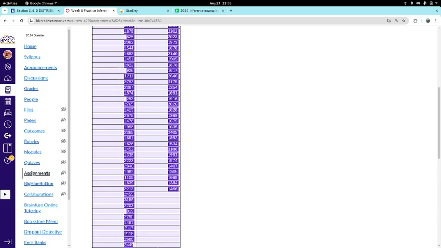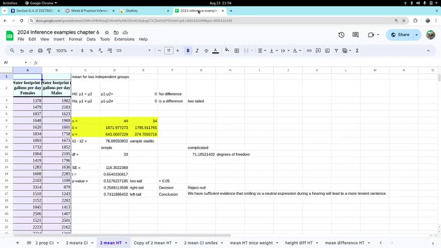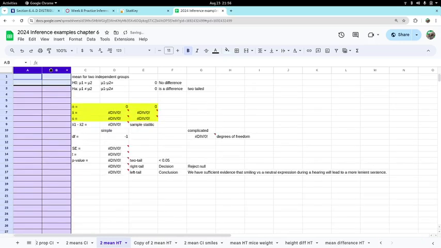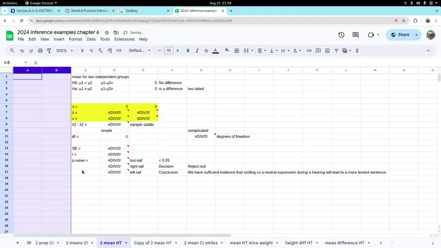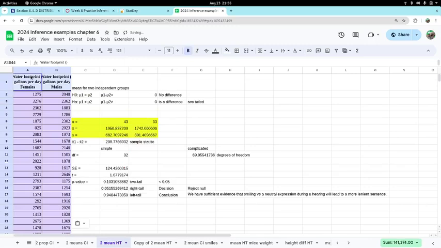All right, and then I have a spreadsheet set up here. This is a different example, with different data. Let's delete that. Let's clean this up a little bit. And then I want to paste my data in here.